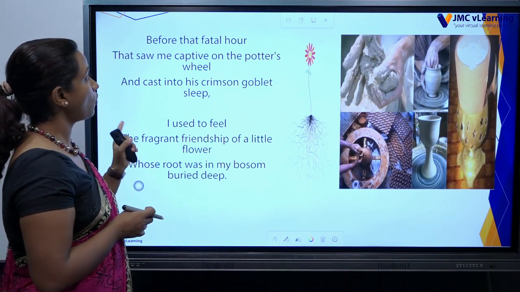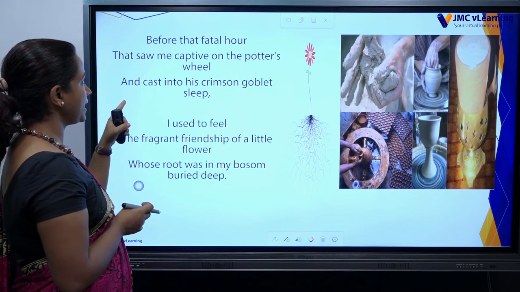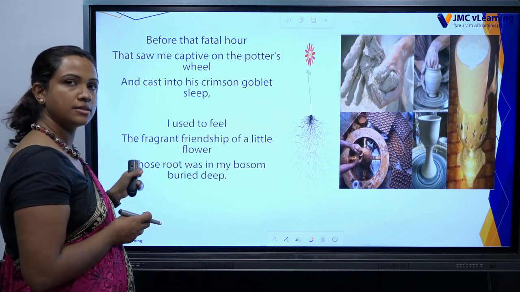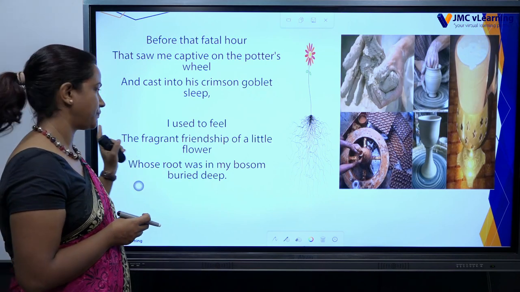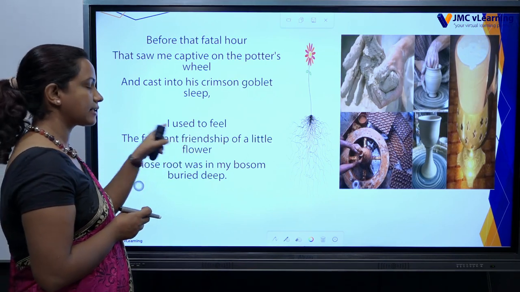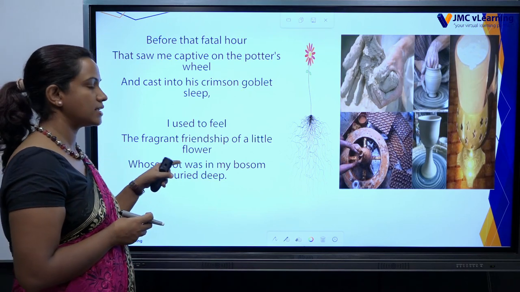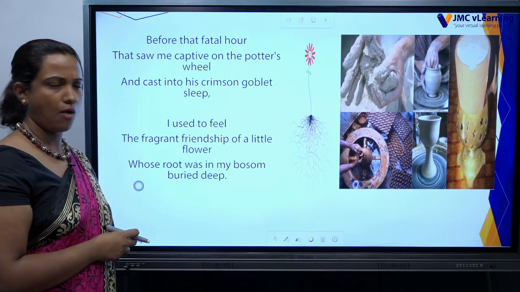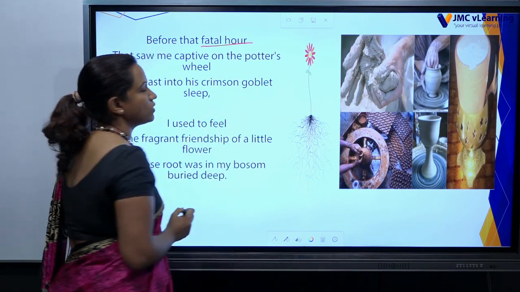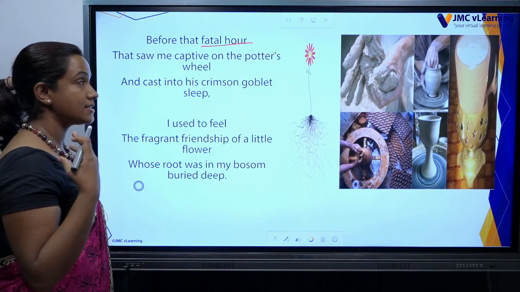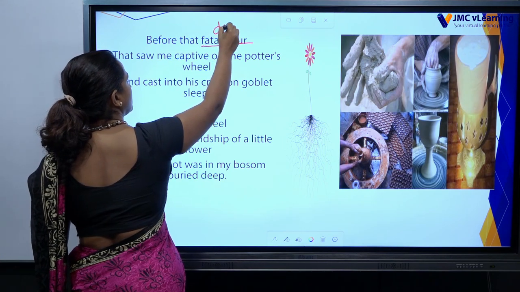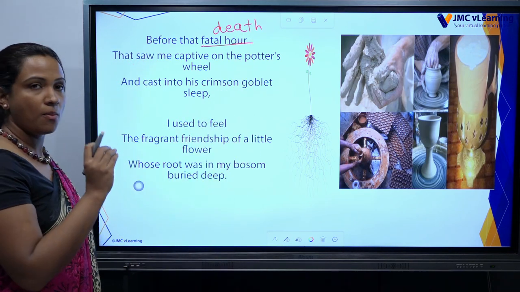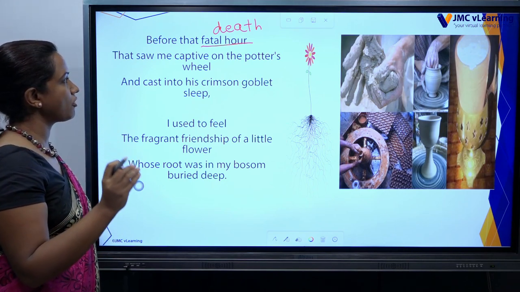Next lines. Before that fatal hour that saw me captive on the potter's wheel and cast into his crimson goblet sleep, I used to feel the fragrant friendship of a little flower whose root was in my bosom buried deep. Before that fatal hour, what is the fatal hour? It's going to be his death time, the death hour. Before my death that saw me captive on the potter's wheel.